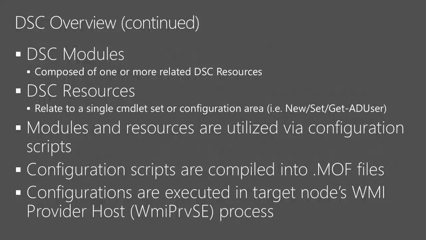DSC is broken up into two major components. We have DSC modules, and then we also have DSC resources. DSC modules are composed of one or more DSC resources and cover a certain area, usually a major product. For instance, there's one DSC module for configuring Exchange. There's a module for configuring SQL. There's modules for configuring networking portions of Windows, modules for configuring IIS.